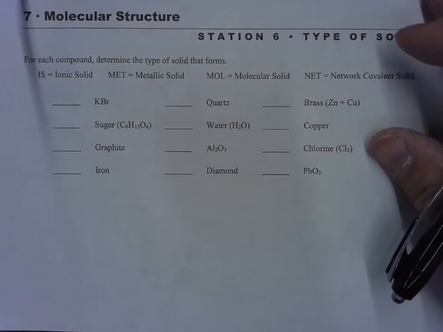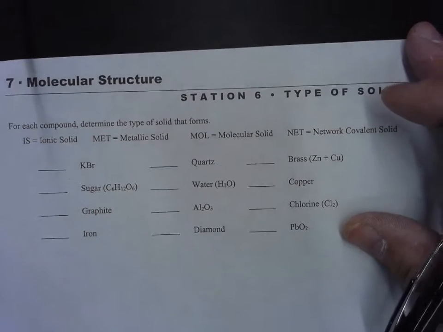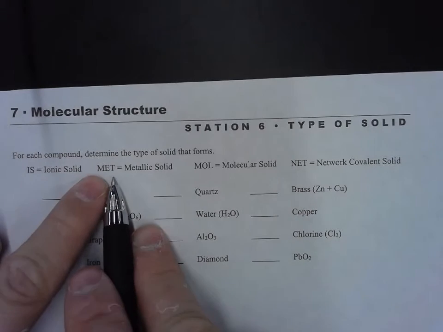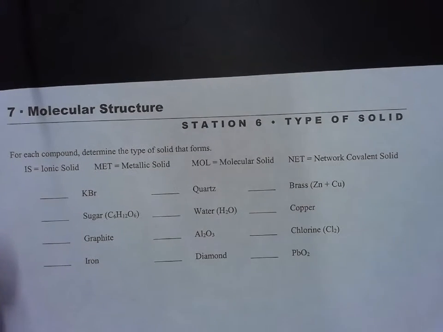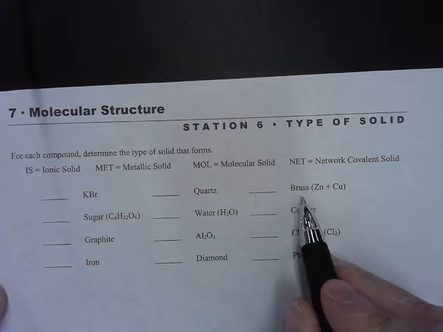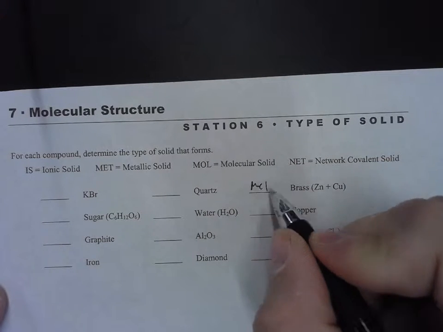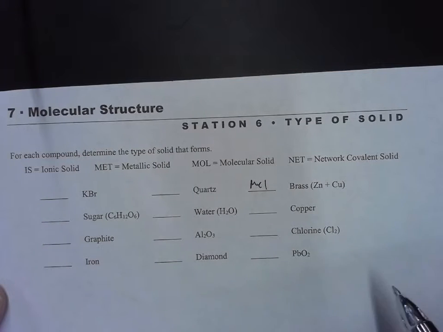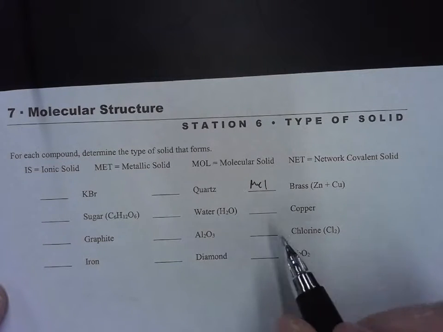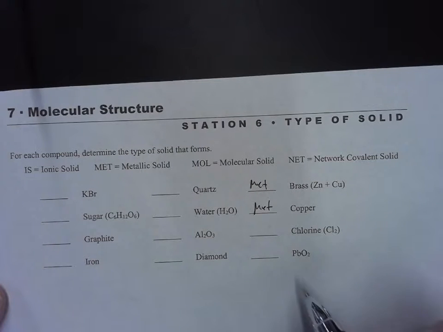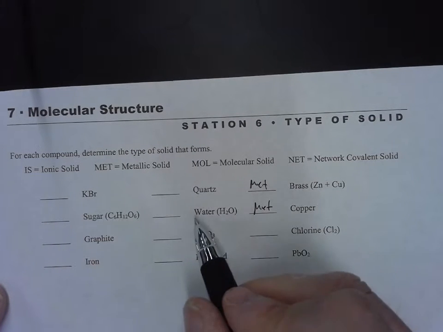Station number 6, types of solids. Here's what I'm going to suggest you do on types of solids. Do metallics first and ionics. Metallic. Brass, which is zinc and copper. Metallic. Copper. Metallic. Any other metallics? I don't see any.